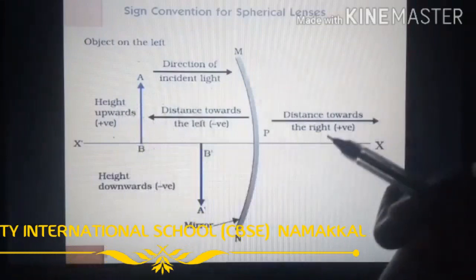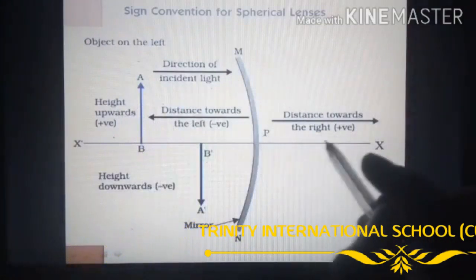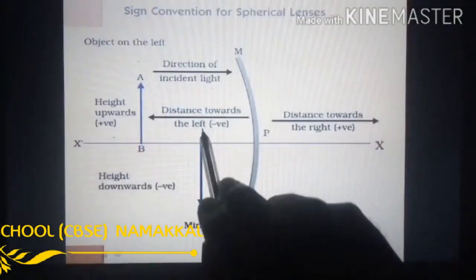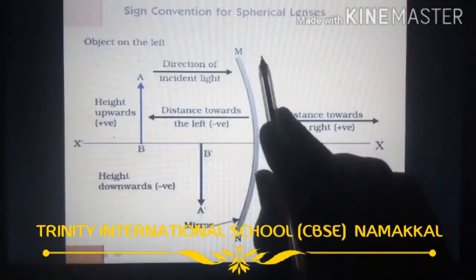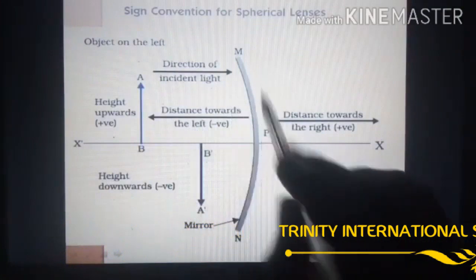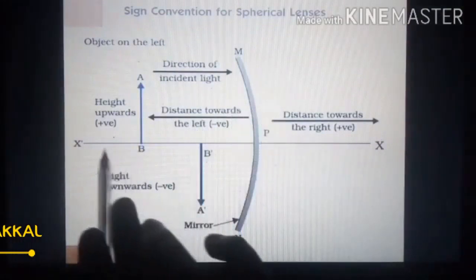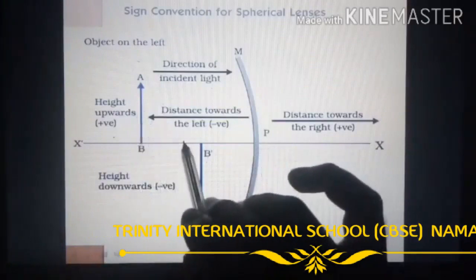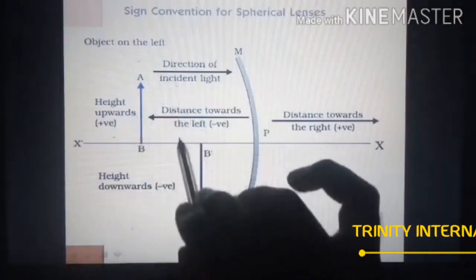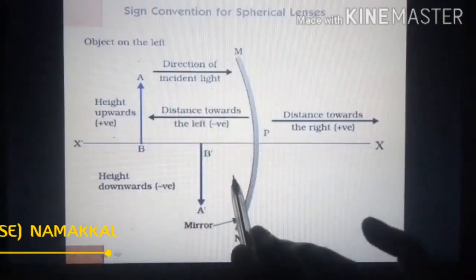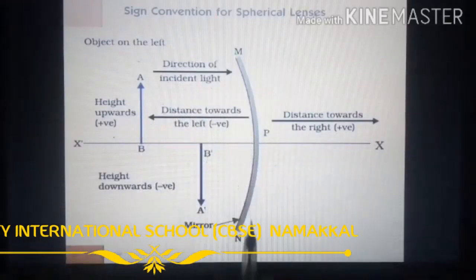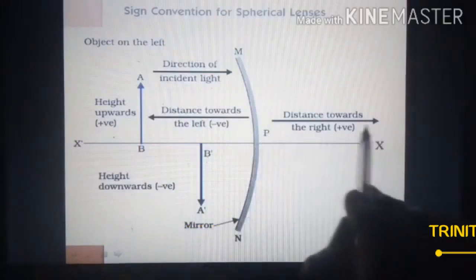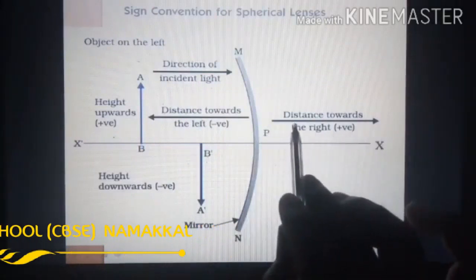We know the Cartesian coordinates, the x-y coordinates: in the positive x direction values are taken as positive, in the opposite direction as negative, and in the positive y direction all values are taken as positive, and in the negative y direction as negative. So this is the axis and this is the center. Distances measured above the axis are taken as positive, and distances measured below the axis are taken as negative. Simple. And distances measured from the pole on the right side are taken as positive.